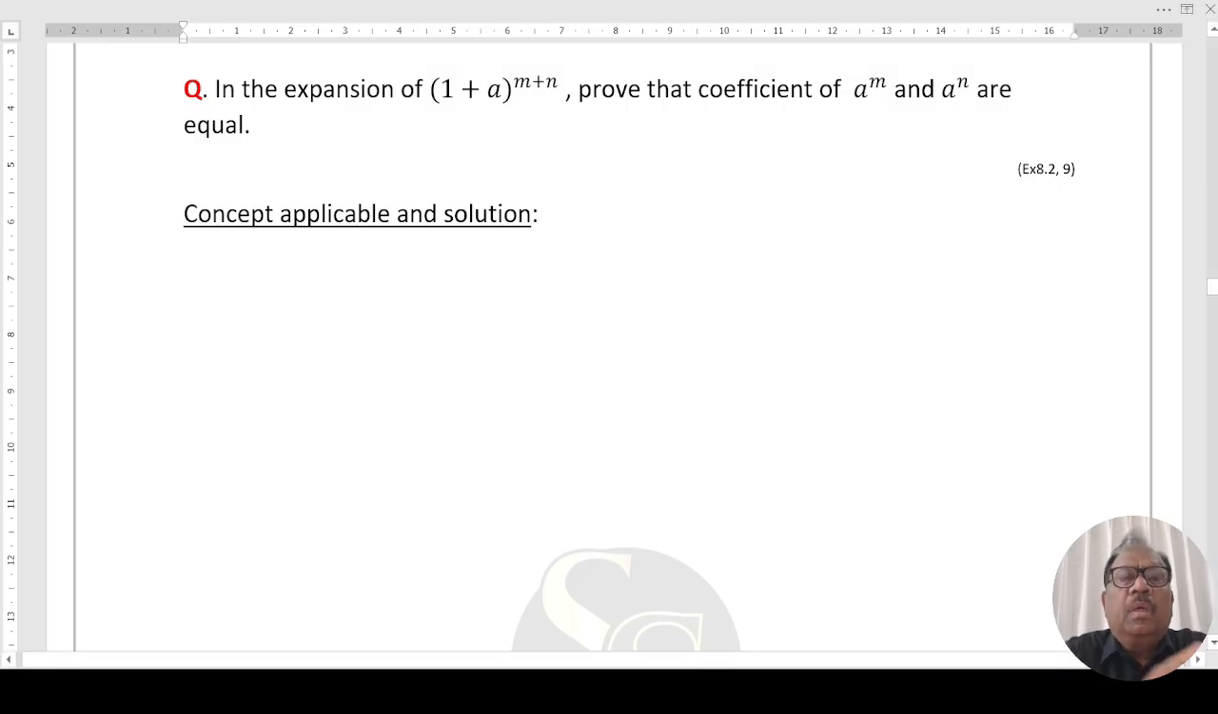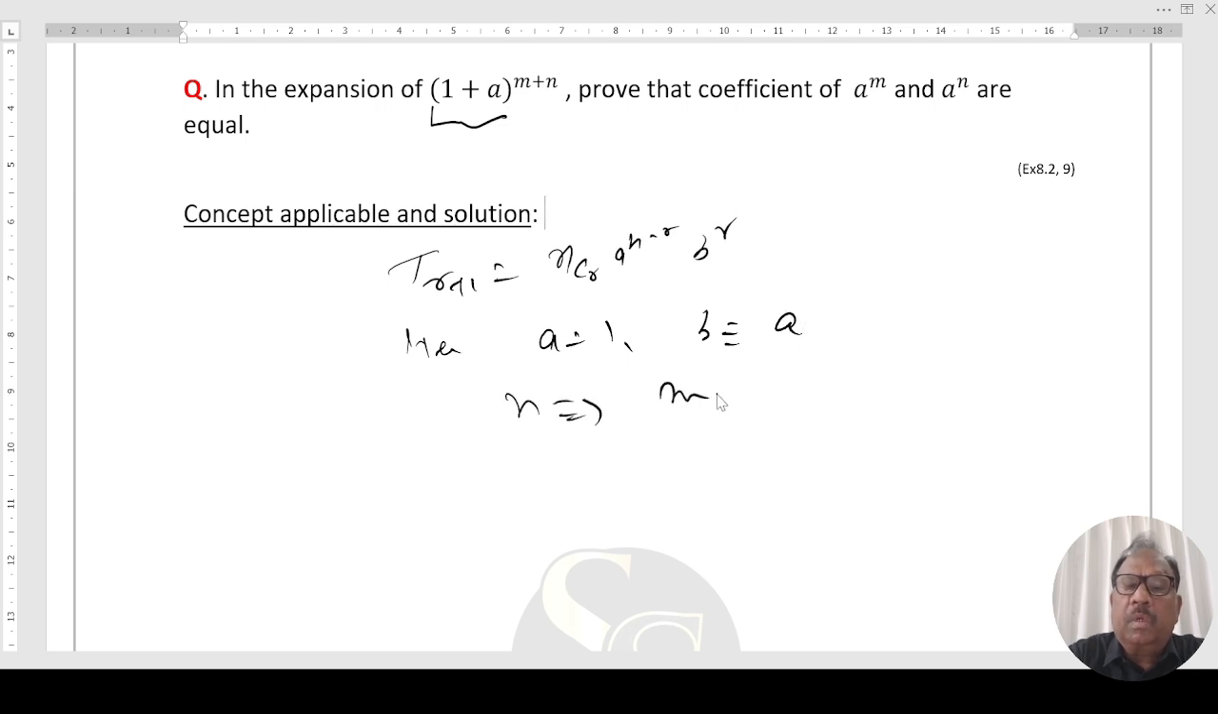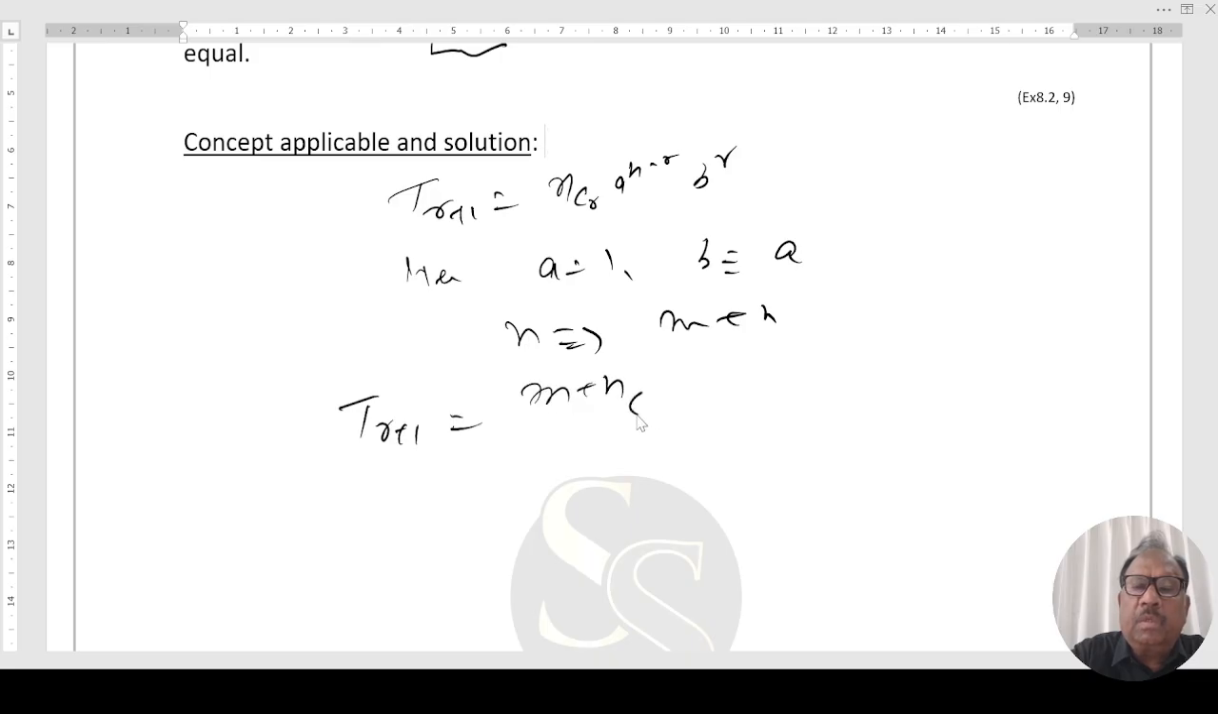Question is, in the expansion of (1 plus a) की power m plus n, prove that coefficient of a की power m and a की power n are equal. We know T(r+1) equal to nCr a की power n minus r b की power r. Here a equal to 1, b equal to a and n equal to m plus n. Right? First, T(r+1) equal to (m+n)Cr, 1 की पावर कोई भी 1 रहेगा and a की पावर r.